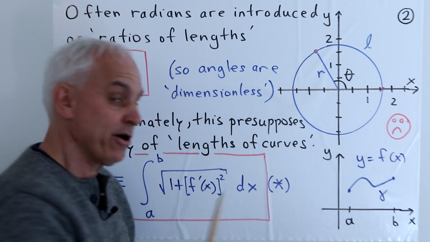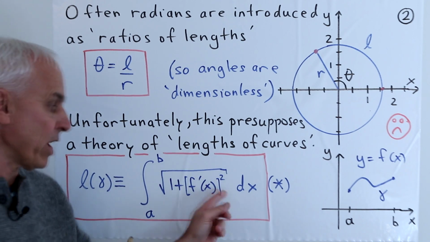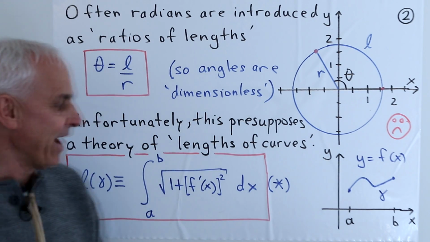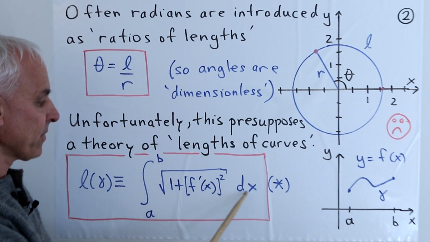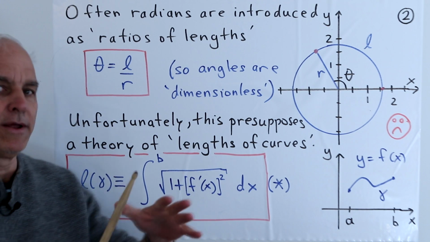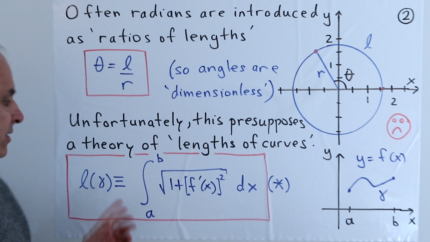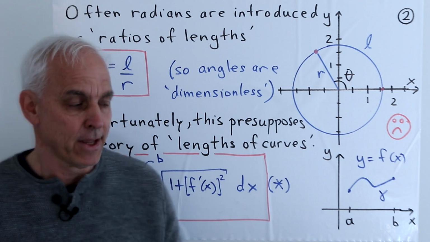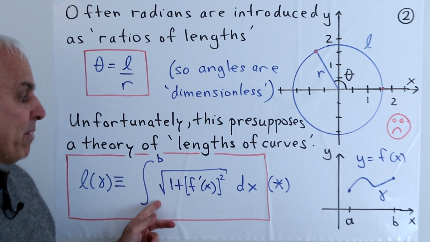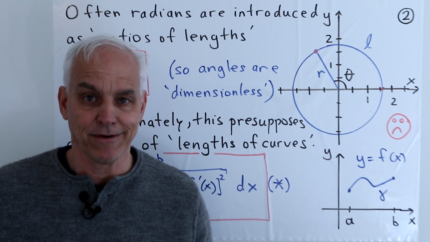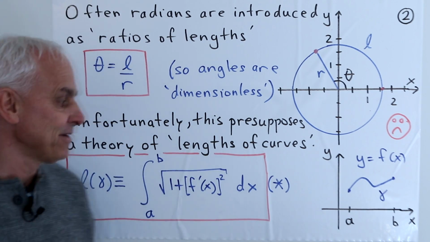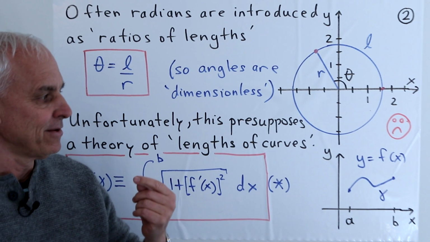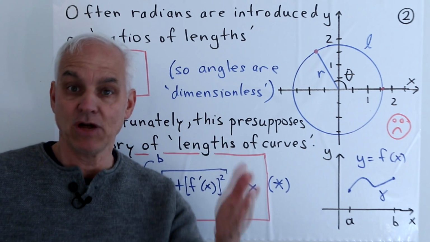So we take this function here, we take its derivative, we square the derivative, we add 1, we take the square root, and then we integrate that expression from a to b with respect to x. Okay, so these are all calculus notions. And ostensibly, this defines for us the length of the curve. This is a standard formula, but in fact it's hugely problematic. And maybe it's a little bit disconcerting to students who have, in fact, been talking about lengths of curves for some time.